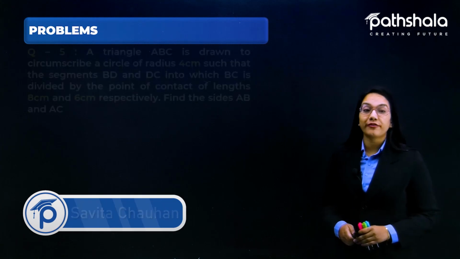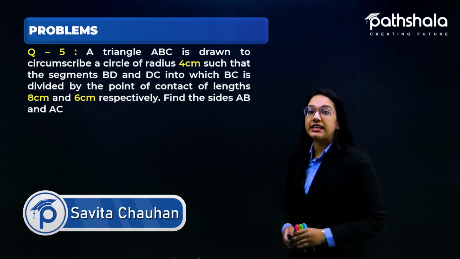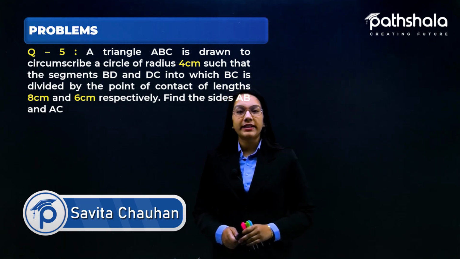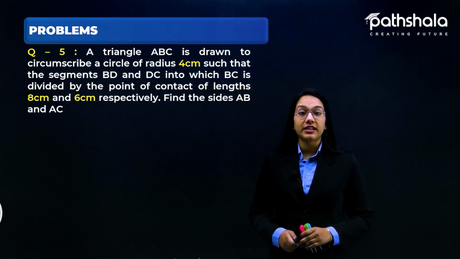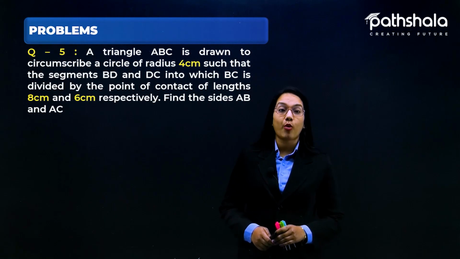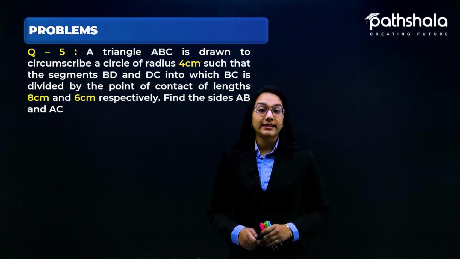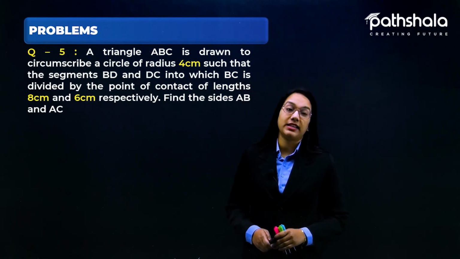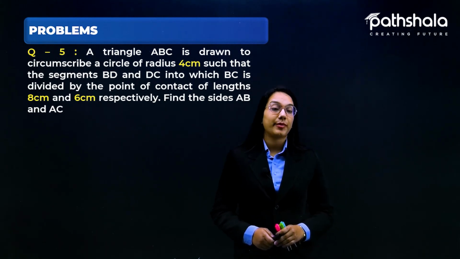Now let's move on to question number 5, which says: a triangle ABC is drawn to circumscribe a circle of radius 4 cm such that the segments BD and DC, into which BC is divided by the point of contact D, are of lengths 8 cm and 6 cm respectively. Find the sides AB and AC. So we just have to find the sides AB and AC.